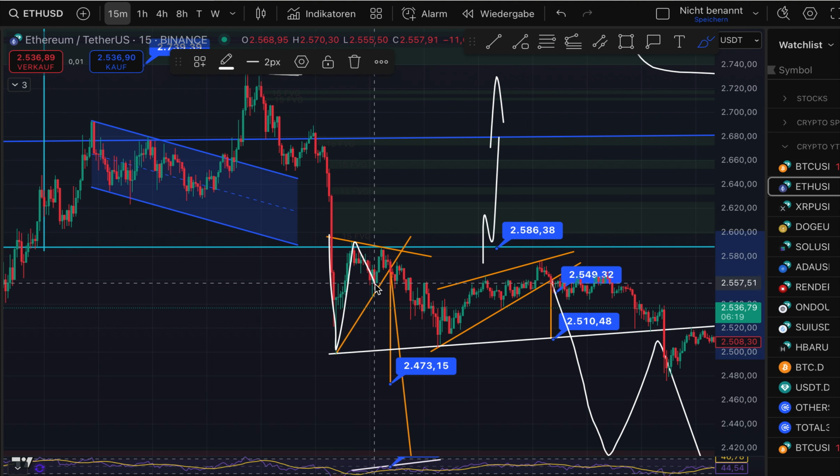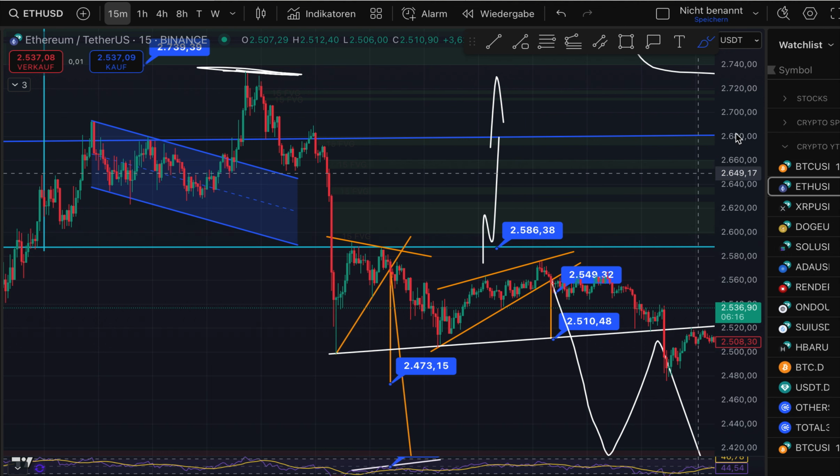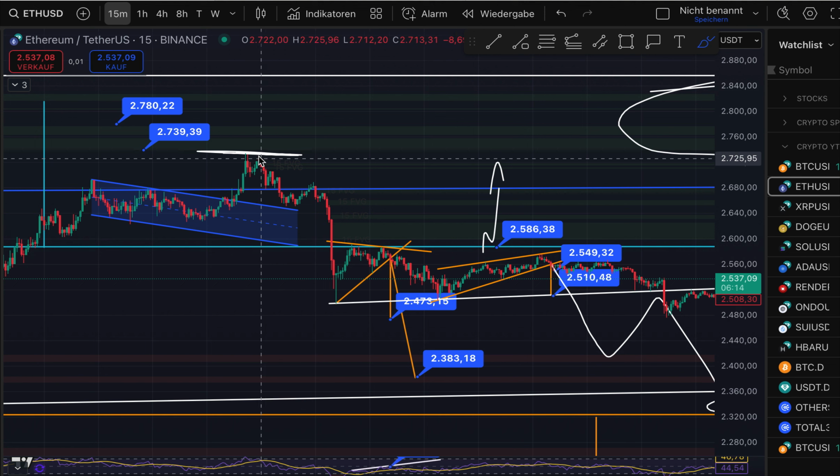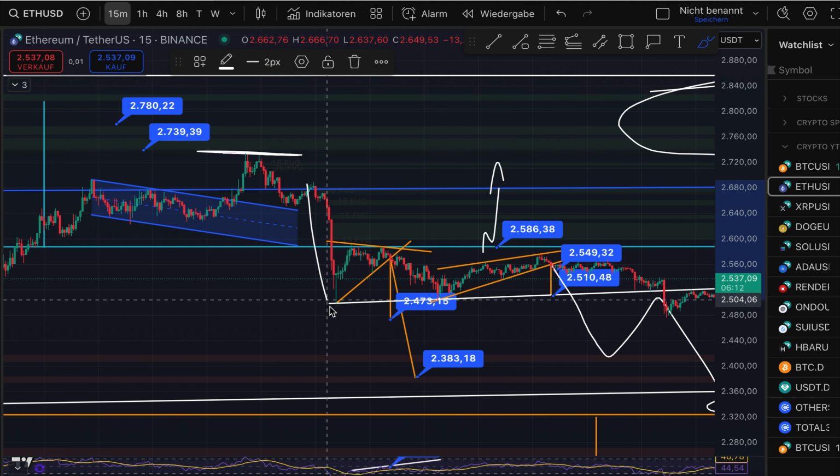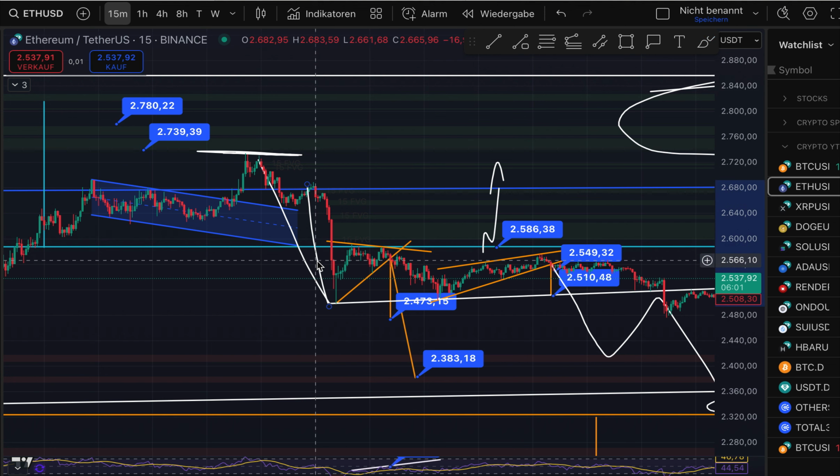I don't like the target of a bearish pennant. The bearish pennant is telling us we take the whole price move from down here or from up here and put it then to our breakout point. But as you can see, the target would be the $2,383 if we use the bearish pennant.